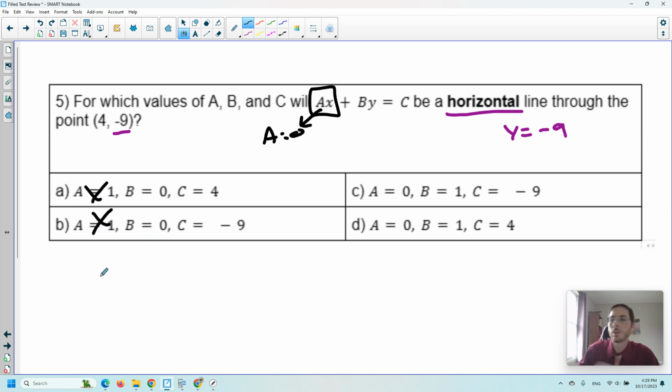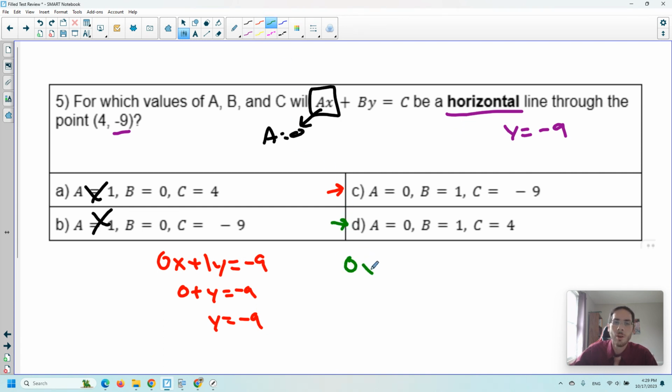So let's go ahead and get rid of those 2 choices. From here, honestly, we can just test them out and see what they look like. If the answer is C, the equation would be 0x plus 1y equals -9. So 0 times x is 0, 1 times y is y, and we get y equals -9. That looks like it's probably the answer. I'm going to circle it, but just to double check, let's check out what D is.